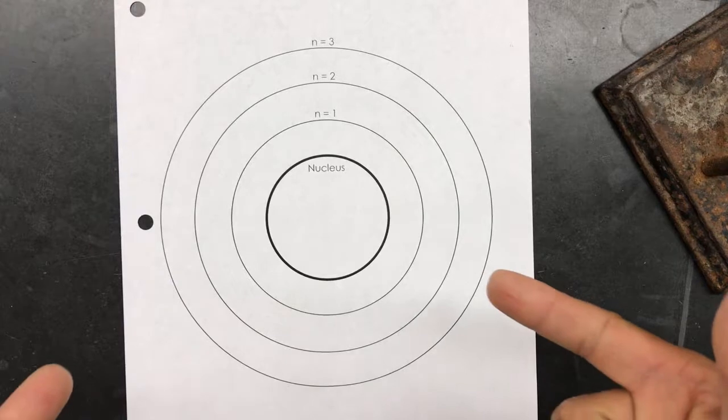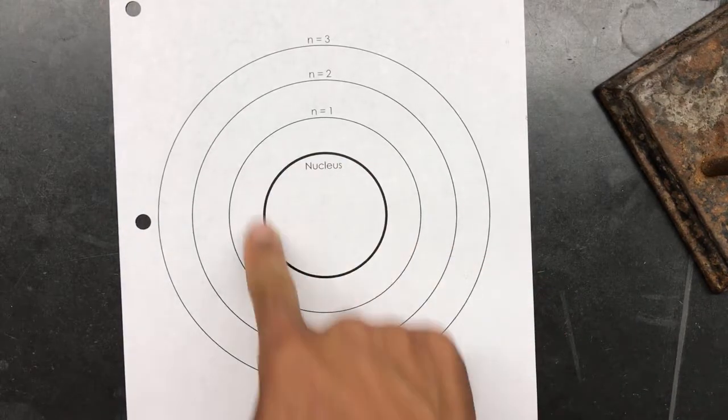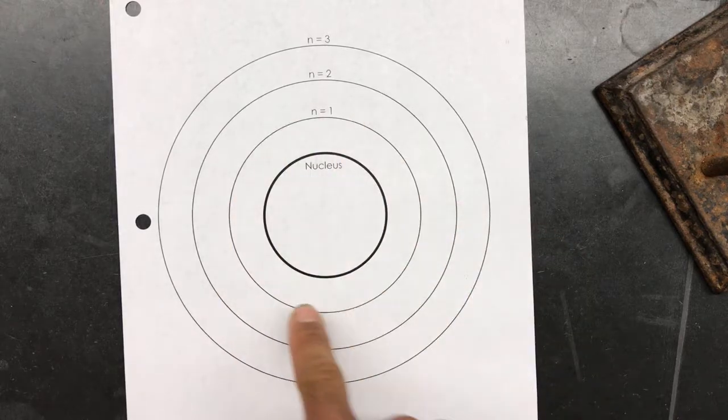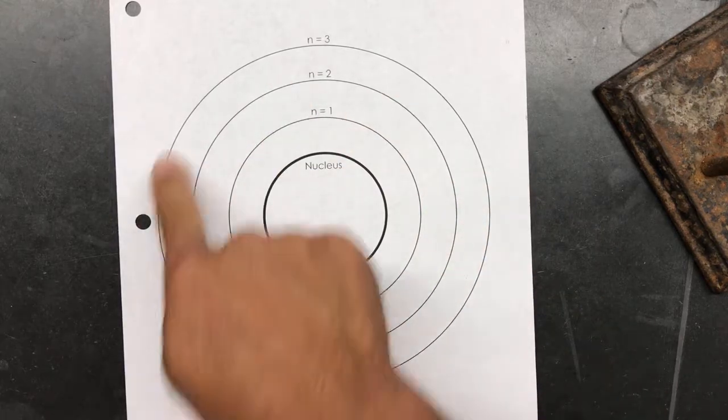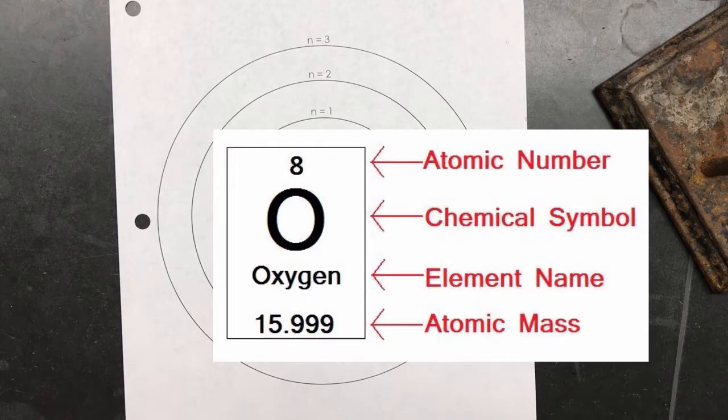A diagram like this is called the Bohr diagram. It has a nucleus and shells or orbits for electrons. So I'm going to pick an element, oxygen, as an example. And looking at the periodic table, the atomic number of oxygen is 8.